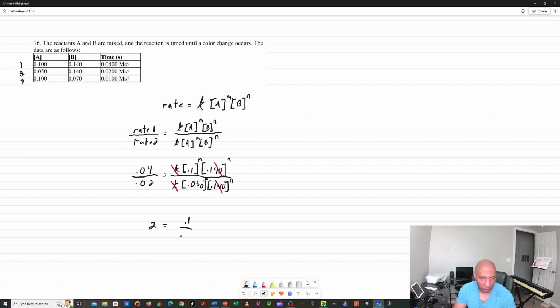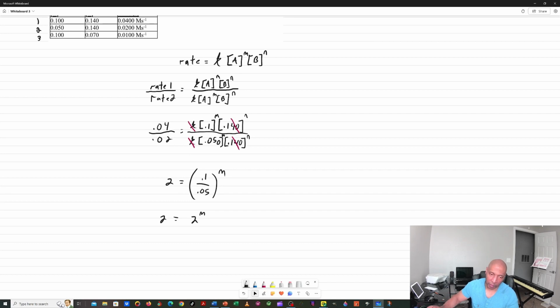0.1 divided by 0.05 raised to the m power. So, of course, this is going to be 2 raised to the m power. So it's obvious that m is 1, but we're going to pretend like we don't know that. We're going to use the power rule for logarithms. The reason why we're going to pretend like we don't know it is because it's not always going to be obvious what m is.